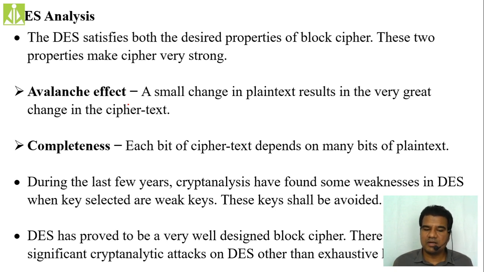Those two properties are nothing but completeness and the avalanche effect. Avalanche effect I already told you: if the cryptanalyst tries to change one bit inside the ciphertext, it should have a drastic effect on the actual message. That is the avalanche effect, and our DES does support avalanche. Then completeness means each bit of the ciphertext depends on many bits of the plaintext; only then is it possible to get the avalanche effect.